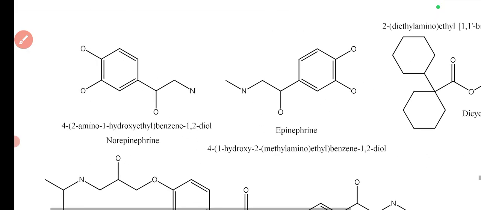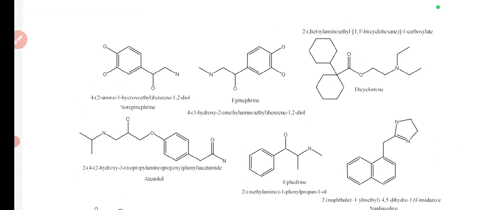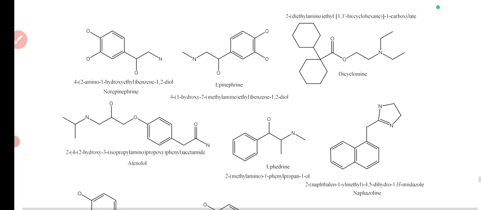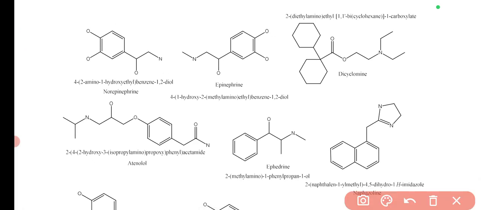And with this question we are done with the MCQs. Now we have the structures with us. I have provided these structures on 2 pages. Important drugs have been given here, and I have provided the drug name as well as the IUPAC name.